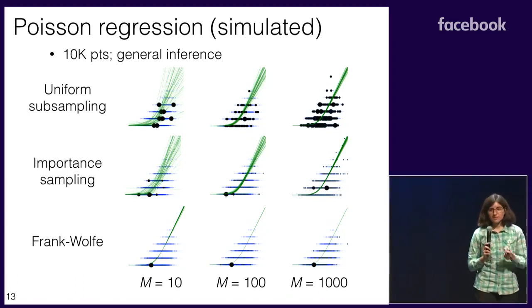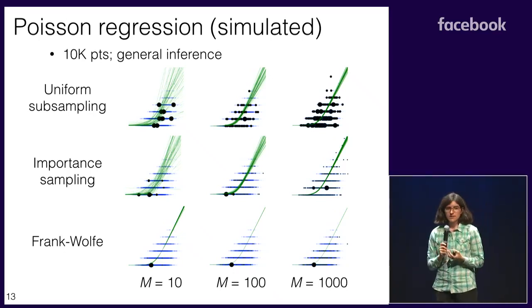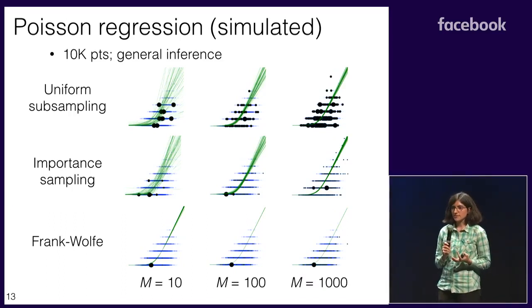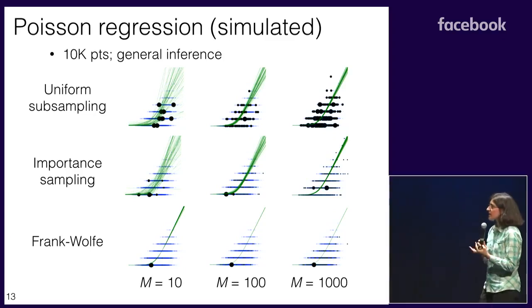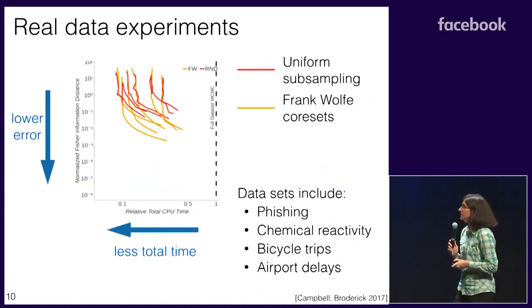Okay, now something we should be concerned about, though, is that while we might be getting much better results for a smaller number of points with Frank-Wolfe, it's more expensive to construct. And so is that time trade-off worth it? Is it worth it to spend that time constructing it? Because uniform subsampling is super easy to construct. So let's think a little bit about that.